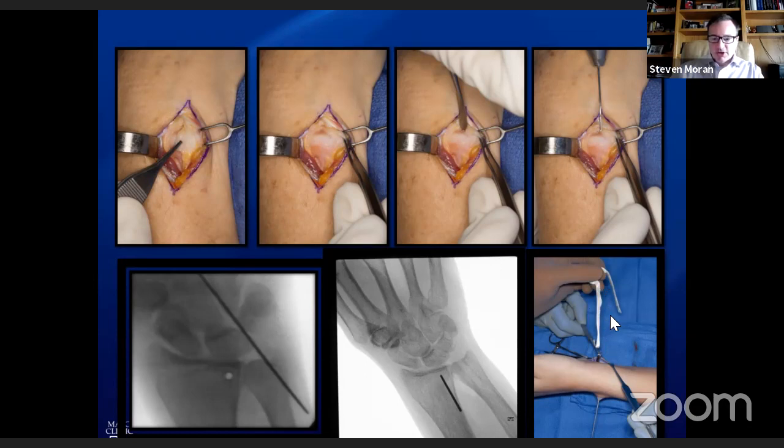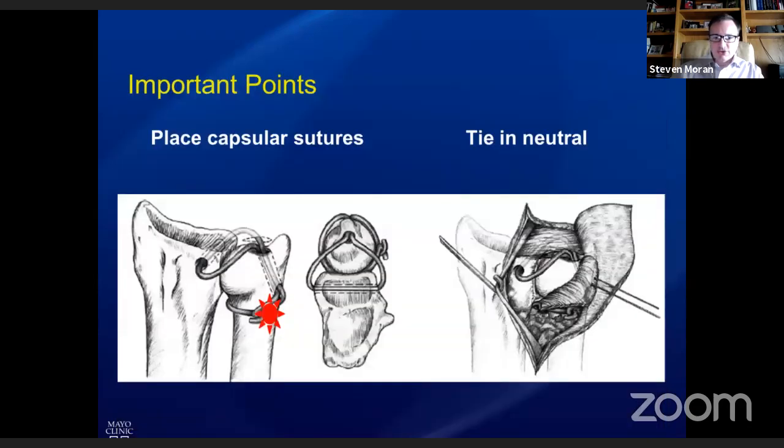Originally, we used the patient's palmaris, but we found, as I'll show you in a second, there's really no difference, and this is just allograft being passed through using a Houston tendon passer through these bone tunnels. This is then looped through the ulna and then brought back around the neck of the ulna. And then we're going to bring the patient into neutral to stabilize this reconstruction. I place all of my sutures in the capsule and then bring the patient into neutral, anchor the tendon graft onto the ulnar shaft, and then tie all the sutures down.